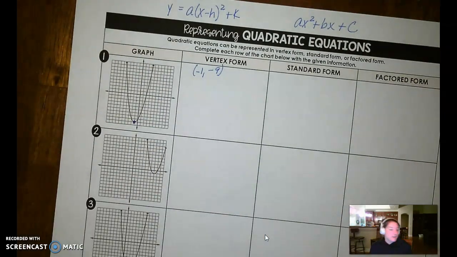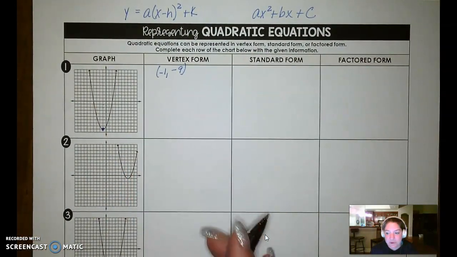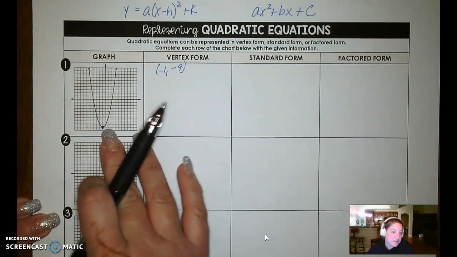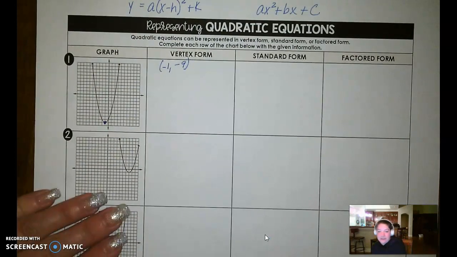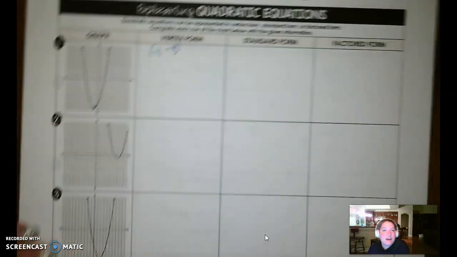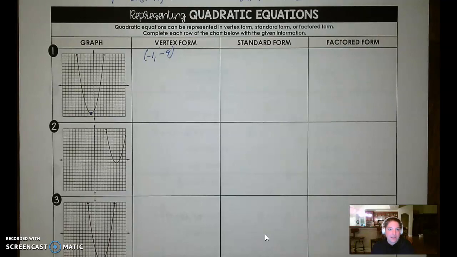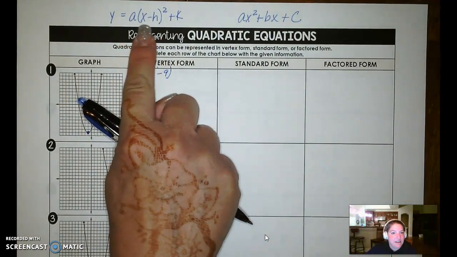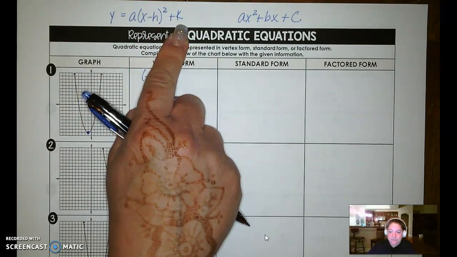All right, let's go through and do a couple of vertex form problems. First of all, in this one I went ahead and found what the vertex was. The vertex is at the point (-1, -9), and I want to find vertex form. Remember, vertex form is right here: A, in parentheses x minus h, squared, and then plus k.